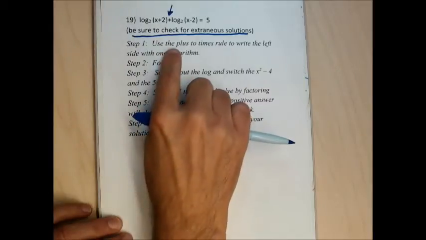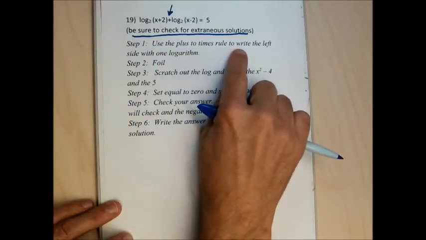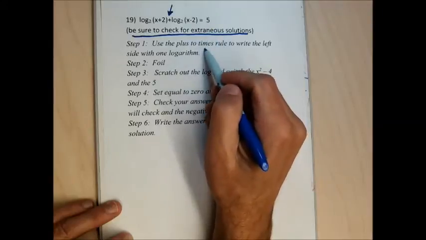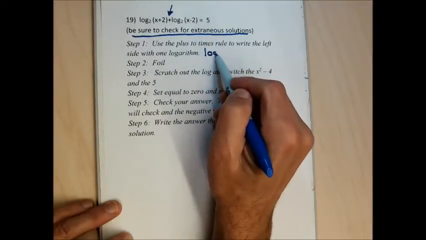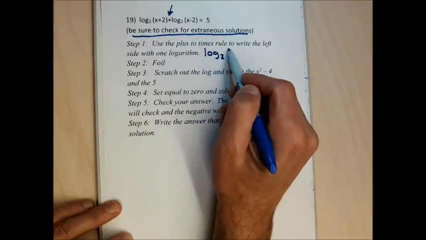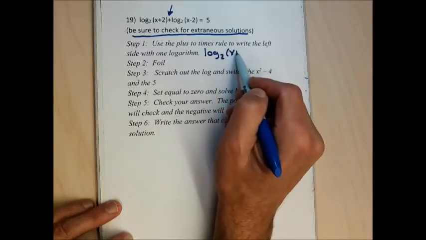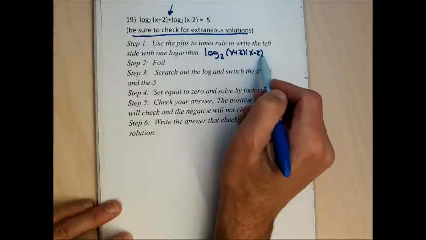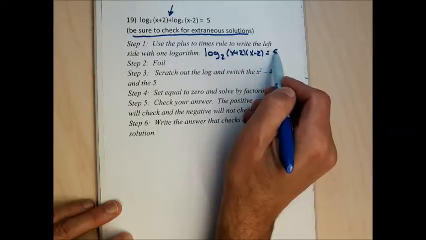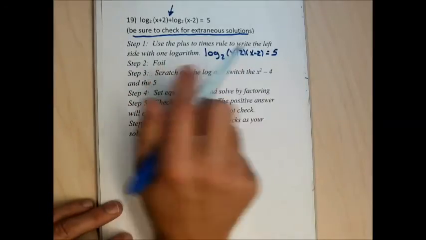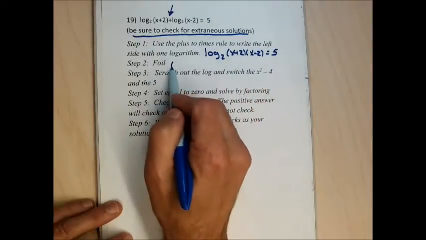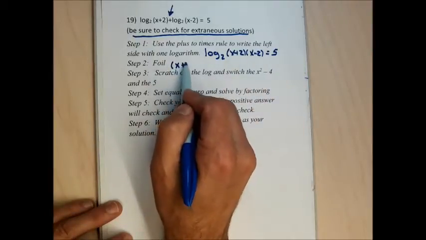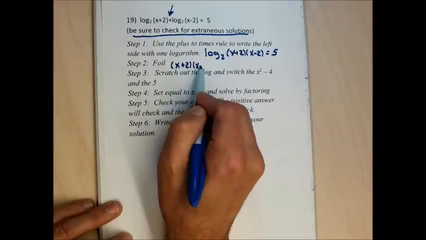So step 1, use the plus to times rule to rewrite the left-hand side as one logarithm. So step 1 says to do this. Rewrite the left-hand side as a log base 2 of x plus 2 times x minus 2 equals 5. Step 2 says the FOIL. So I'm going to FOIL this x plus 2 times x plus 2, x plus 2 times x minus 2.